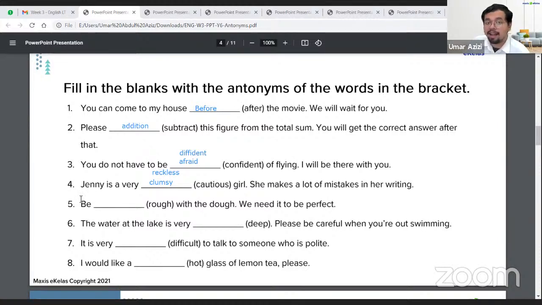If you're just joining us, hi, welcome to Max's eKelas. We're doing antonyms today. We're going to be filling in the blanks with the opposite or the antonym of the word in the bracket. So next sentence is number 5. Be rough with the dough. We need it to be perfect. What is the antonym of the word rough?